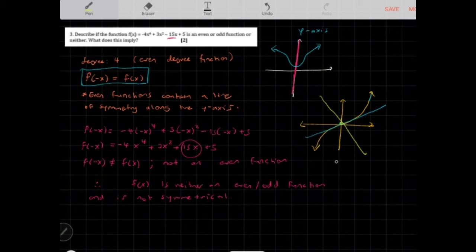So this is basically an odd function characteristic. This is an even function characteristic, and even and odd functions just have to do with symmetry. So the test for an odd function was f of negative x is equal to negative f of x, but it doesn't pertain to this scenario because it's an even degree.